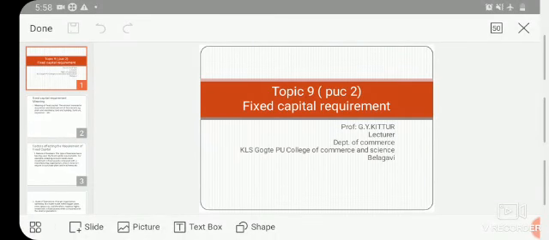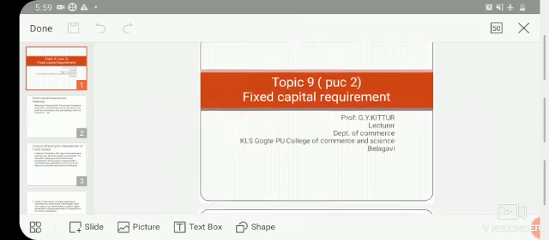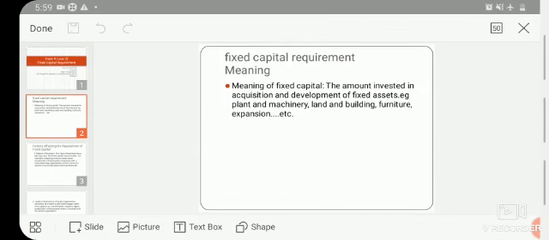Dear students, in this online class, we are going to learn about the meaning of fixed capital and factors affecting fixed capital requirement. Let us see what you mean by fixed capital.